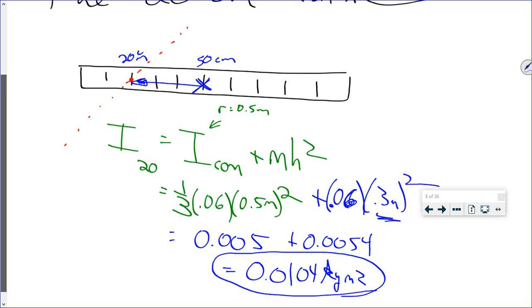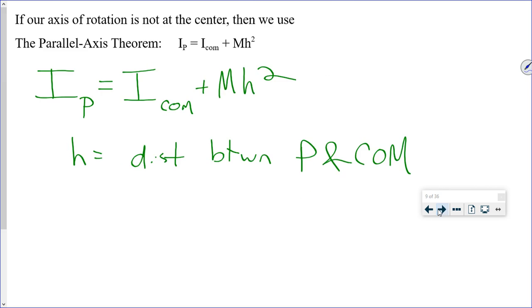So that's how you use the parallel axis theorem. Let's try one that's maybe a little bit more involved. This next example is a good one because it shows us two things. One, it's going to show us another use of the parallel axis theorem. Two, it shows us that in the same way that you can add masses of two objects, you can add rotational inertia of two objects. So here's our last example.